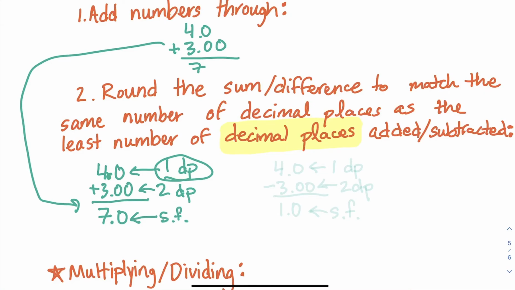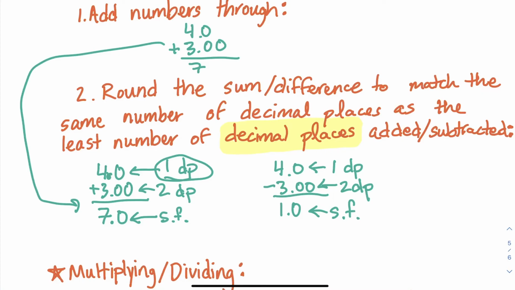And the same thing goes with subtracting. If I were to take 4.0 minus 3.00, we would realize that 4 minus 3 is 1, but we have 1 decimal place here and 2 here, and therefore 1.0 should be the correct number of significant figures. So decimal places are most important when we're adding or subtracting.